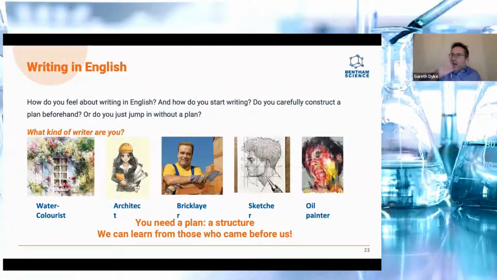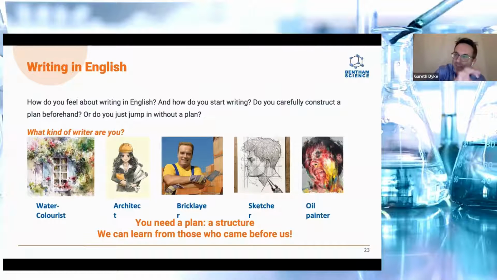He's building a plan for his academic writing before he gets going. You need a plan, you need a structure, and we can learn a lot about how that can work from people who've come before us. You need a plan before you begin your academic writing. And we've talked about this a little bit already, those 3 things to know about before you start to write: message, audience, and structure.